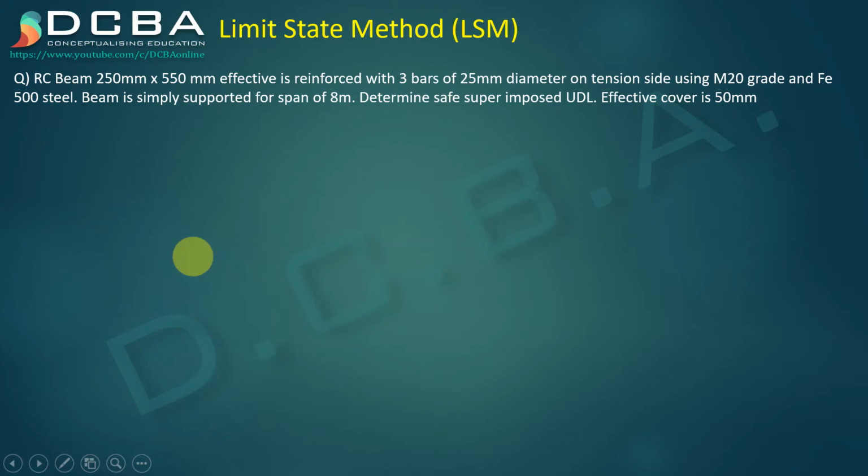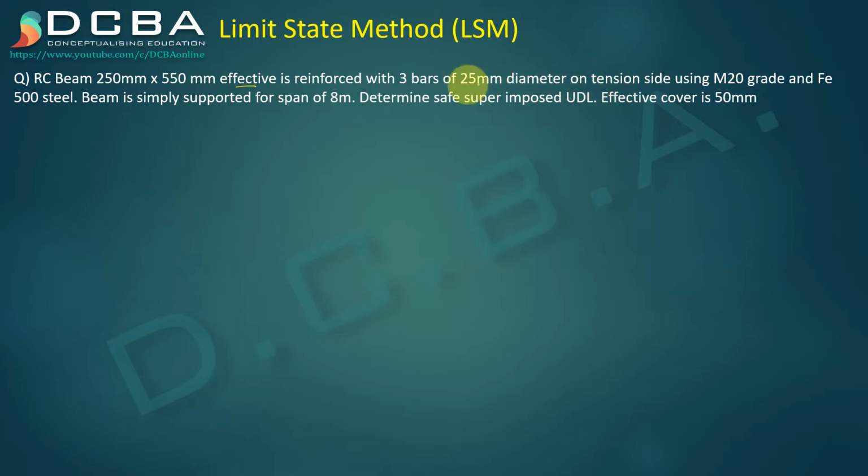So in this video lecture we'll be solving another numerical of limit state method, and this is the same numerical type 1 that we had solved previously. What is given here is an RC beam, reinforced concrete beam, of width 250 and 550 mm effective. Now this word effective is important. This depth which is given is the effective depth.